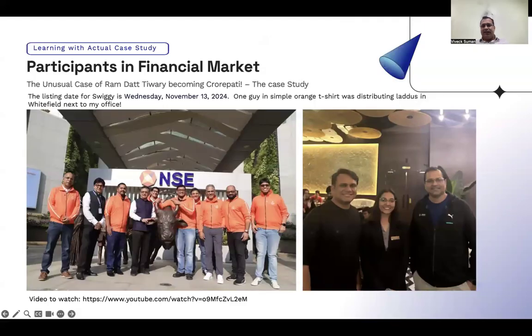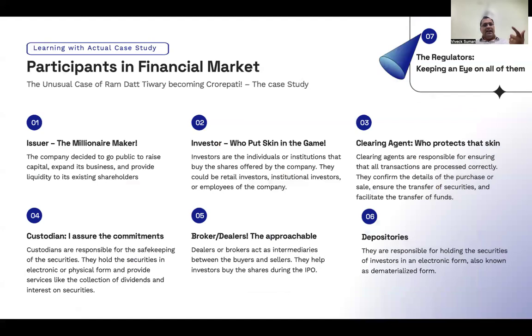Section 3, of course, we went into participants of the financial market. We'll look into one of the case studies. And of course, I am there smiling all the time. Then in participants of the financial market, we will look into the issuer, who is a millionaire maker; the investor, who puts their skin in the game; the clearing agent, who protects that skin; the custodian, which assures your commitment; the broker dealer, who is approachable; and depositories. These are the 6 critical participants of the financial market, which we learn in detail.